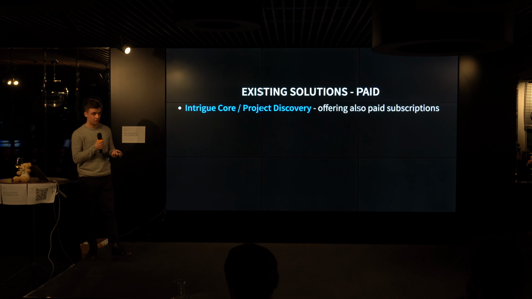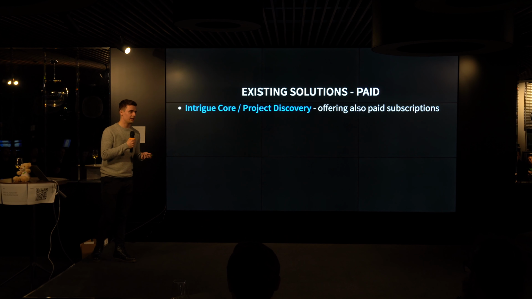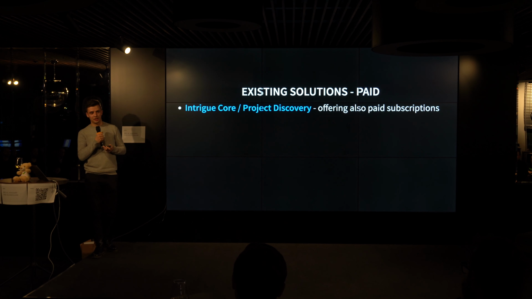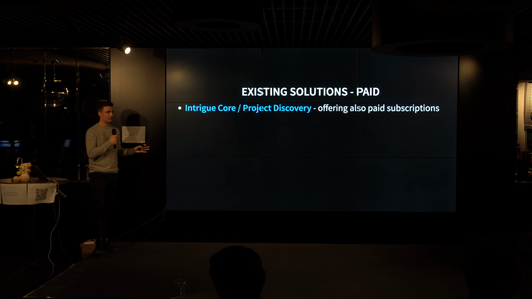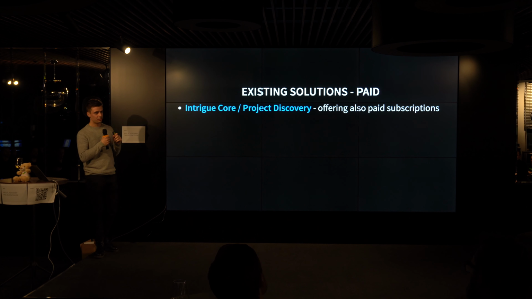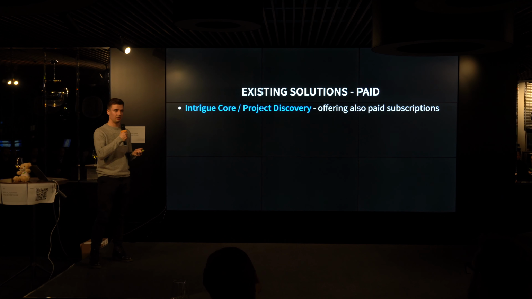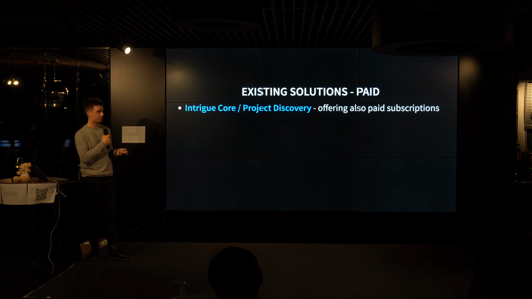There are also paid solutions, because suddenly there were many startups trying to do the same thing, and some of them were quite successful, I would say. So Intrigue Core and Project Discovery also offer a paid, hosted version.